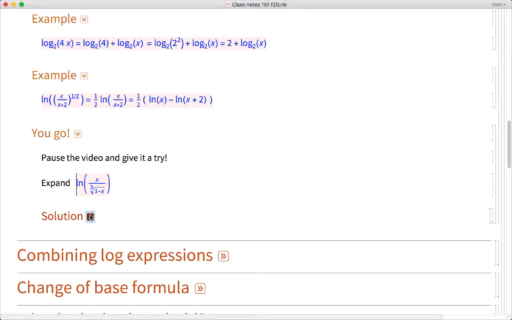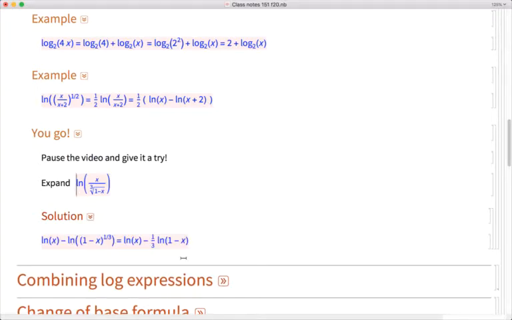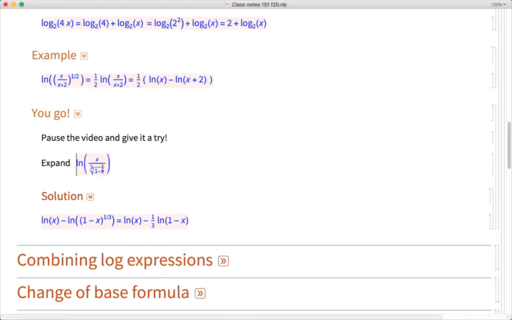Here's the solution. Okay, hopefully you did press pause, try it out on your own, and then came back and had this as your solution. Again, I said I wasn't going to do a lot of commentary, but the first thing, we see this is a quotient. We split it apart into a difference.